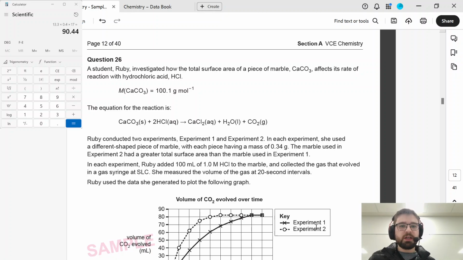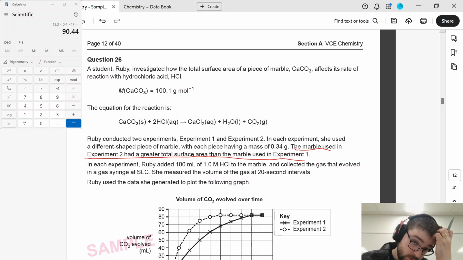Okay, Ruby investigated how the total surface area of a piece of marble affects its rate of reaction with hydrochloric acid. Okay, here's the equation. Ruby conducted 2 experiments, 1 and 2. In each experiment, she used a different shaped piece of marble, with each having a mass of 0.34 grams. The marble used in experiment 2 had a greater total surface area than the... Okay.